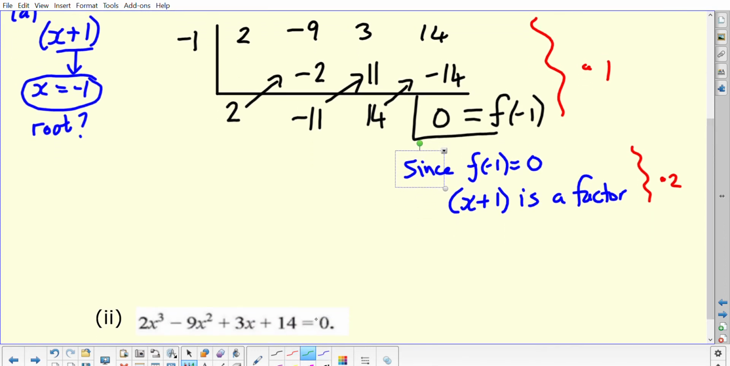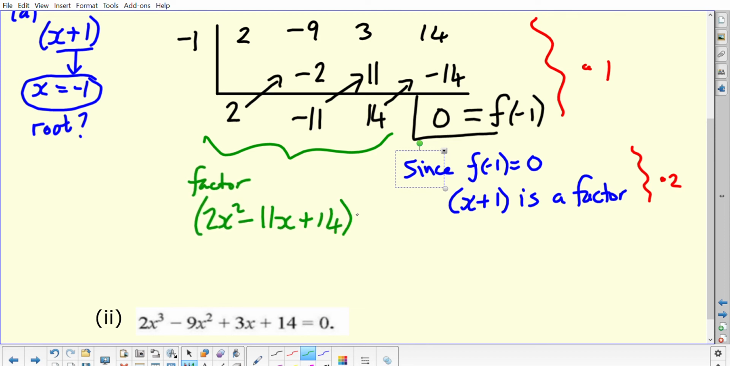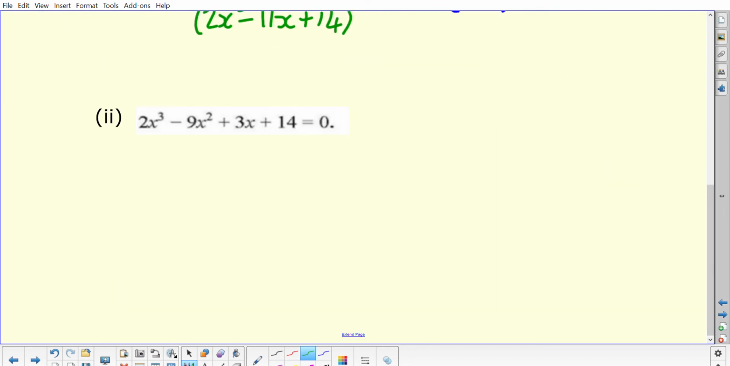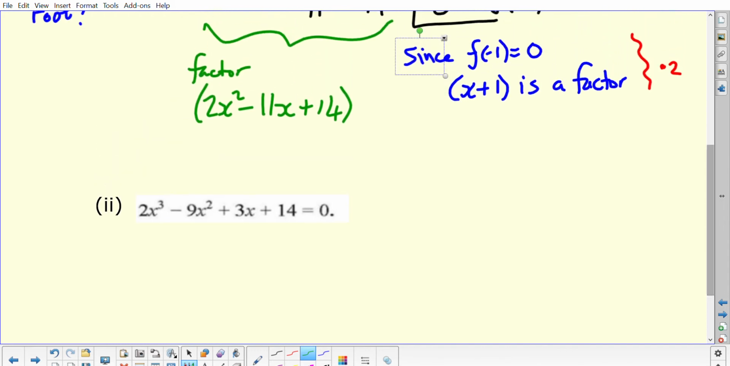Now the other purpose behind the nested calculation is that these values here generate the quadratic factor. So the other factor that you're looking for is going to be 2x squared minus 11x plus 14. And we make use of that in part 2, because in part 2 you're asked to solve the cubic expression equal to 0. So that's basically looking for the roots.